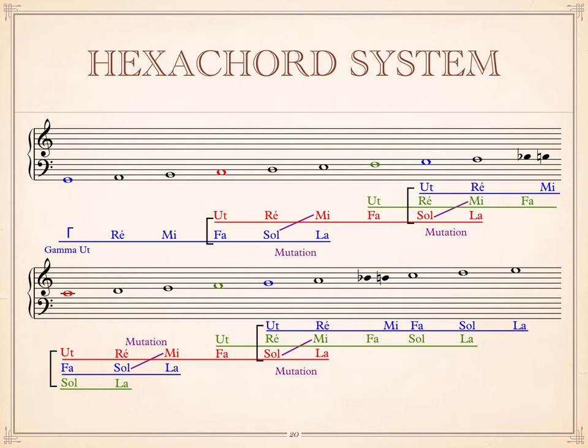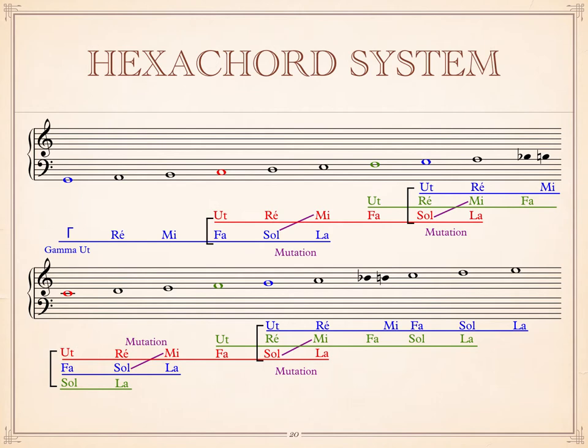Now, the natural scale, the red scale, has no B at all. So that's why it's called the natural scale. Without any B whatsoever, that's the natural scale. And the two scales, one uses the hard B, one uses a soft B. So we only have one altered pitch in the entire gamut.